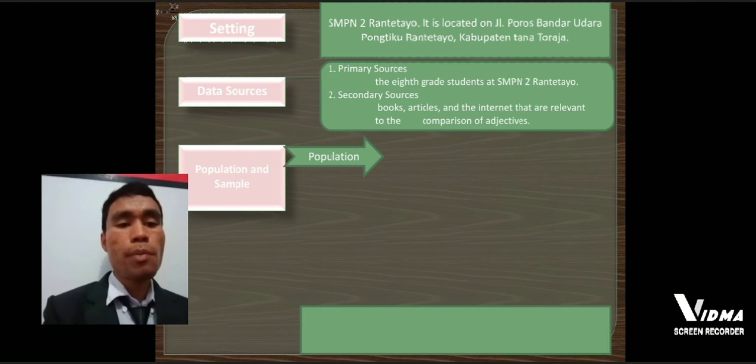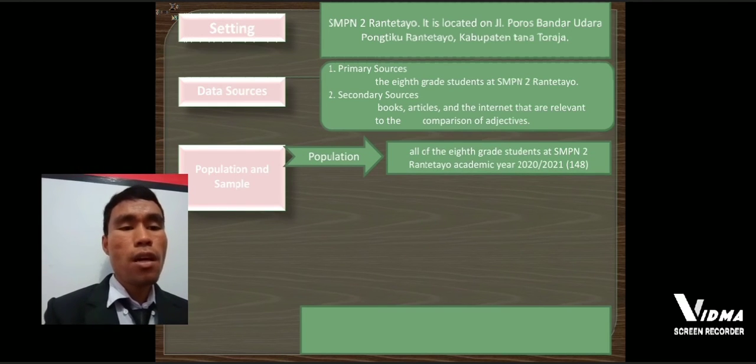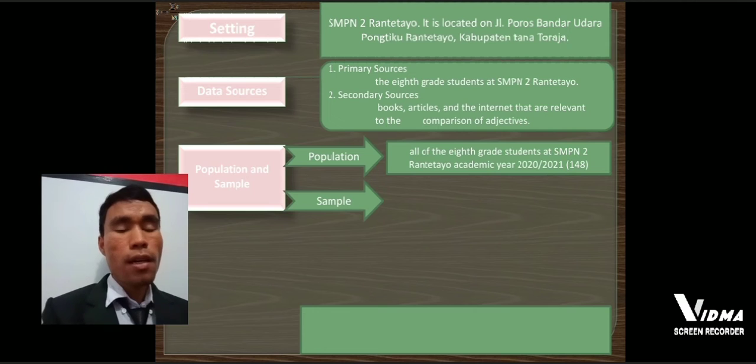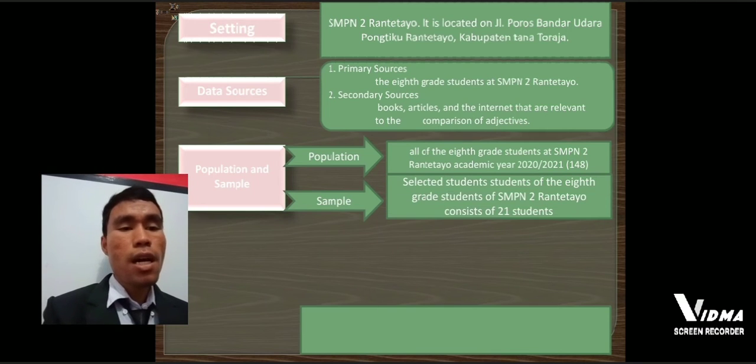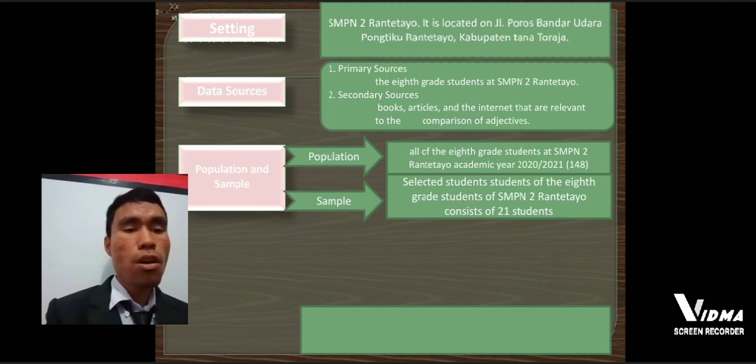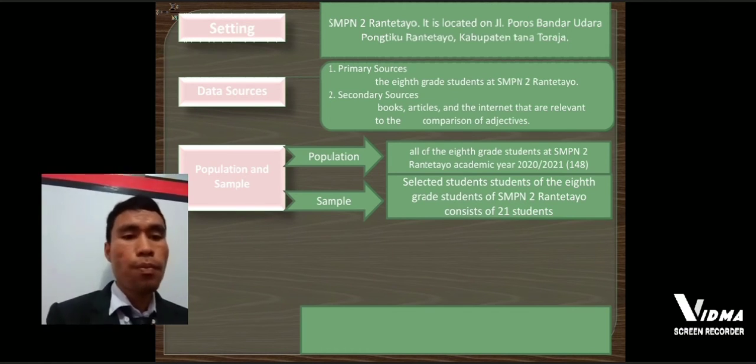Population and sample. The population of this research are all of the 8th grade students at SMPN Turun academic year 2020 and 2021. It consists of 148 students. And the sample of this research are selected students of the 8th grade students of SMPN Turun, consisting of 21 students.